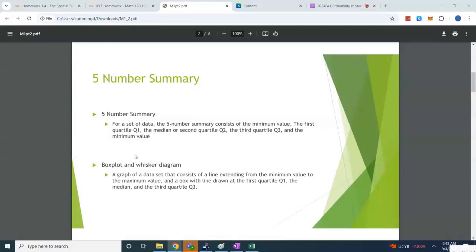We're also going to take a look at a box and whisker plot. And a box and whisker plot is just a physical representation of this 5-number summary, right? In a box and whisker diagram, you can actually pull out the minimum value, the maximum value, quartile 1, the median, which is quartile 2, and quartile 3. All right, so we're going to take a look at some examples that deal with this 5-number summary.